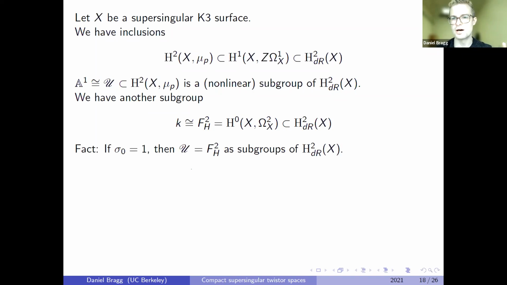And every once in a while, these two subgroups are equal. Specifically, I said if sigma naught equals 1, where sigma naught is some invariant attached to a supersingular K3 surface.